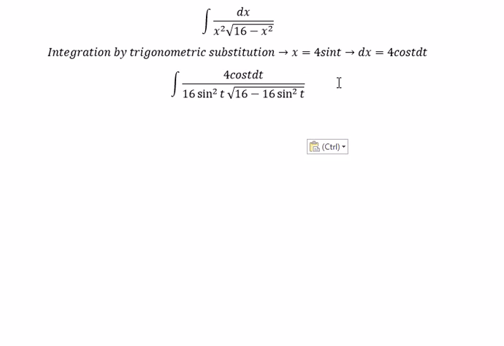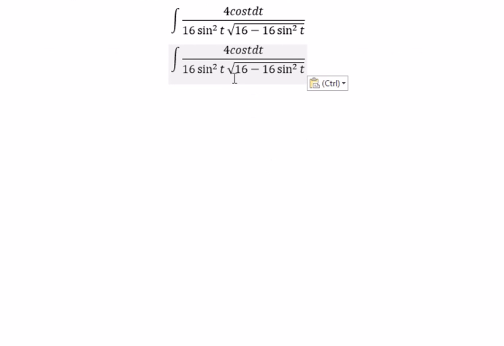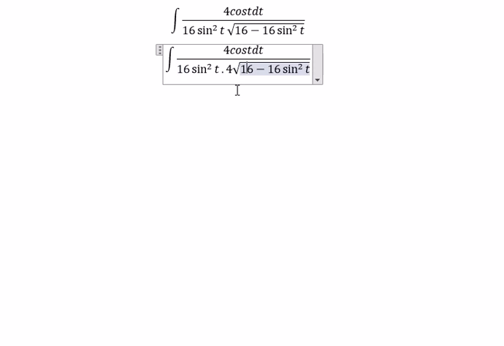Next, the square root of number 16 we put outside. So you got number 4. 4 divided by 4, they will cancel.